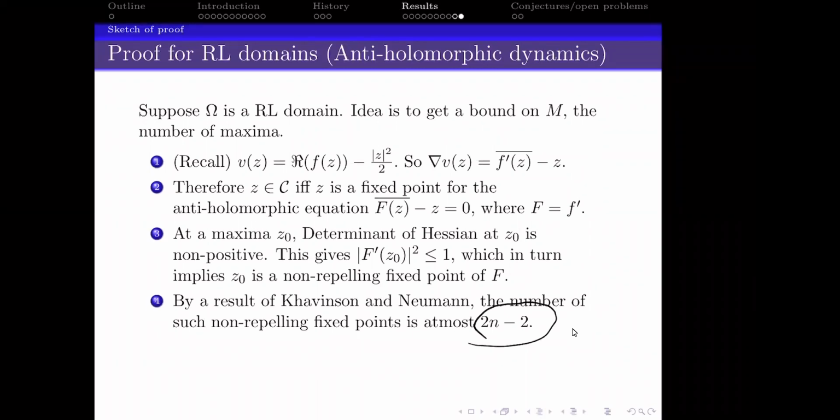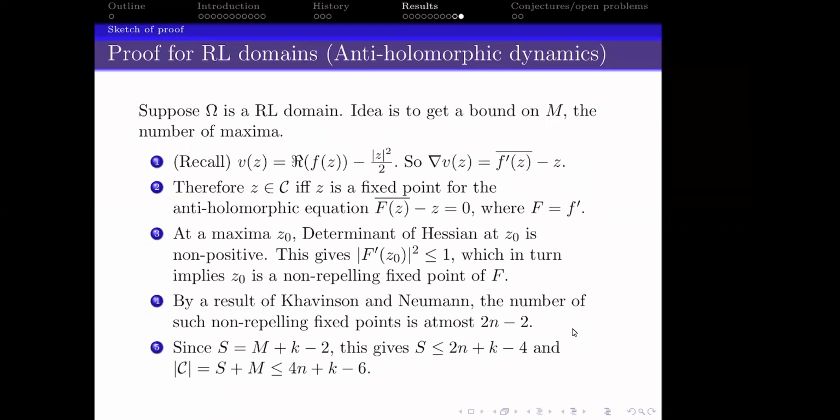Okay, so using their result, if we combine that with our problem, you will get that the number of maxima is at most 2n minus 2. And using the topological lemma, if you know the number of maxima, then you also know something about the number of saddles, and this gives the final bound 4n plus k minus 6.